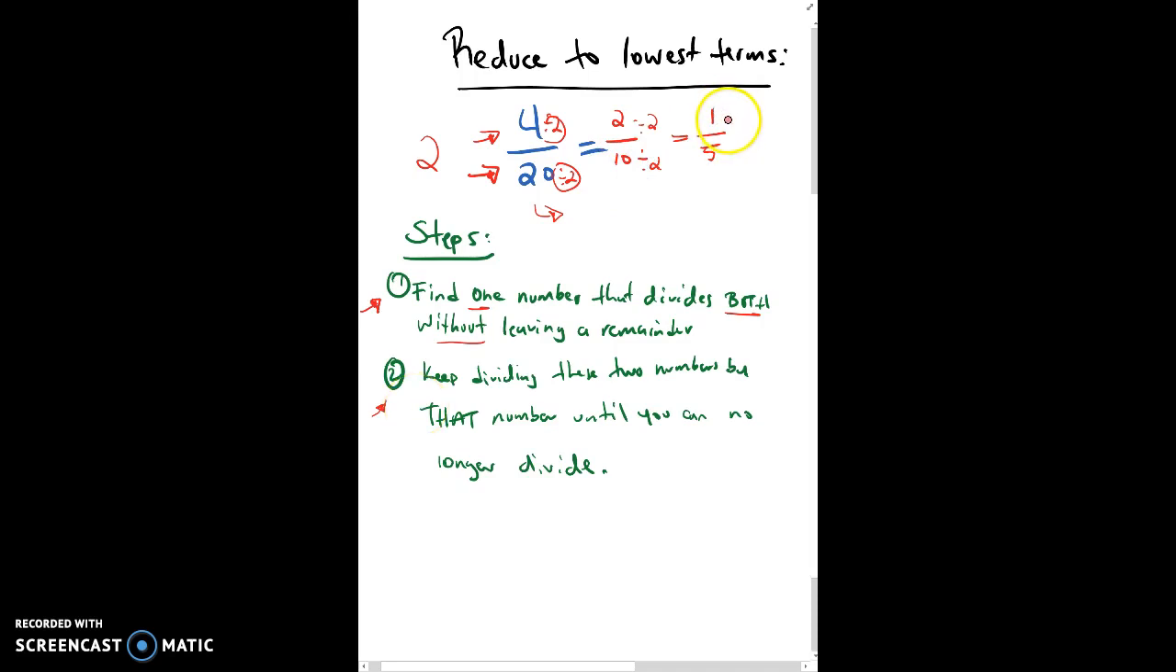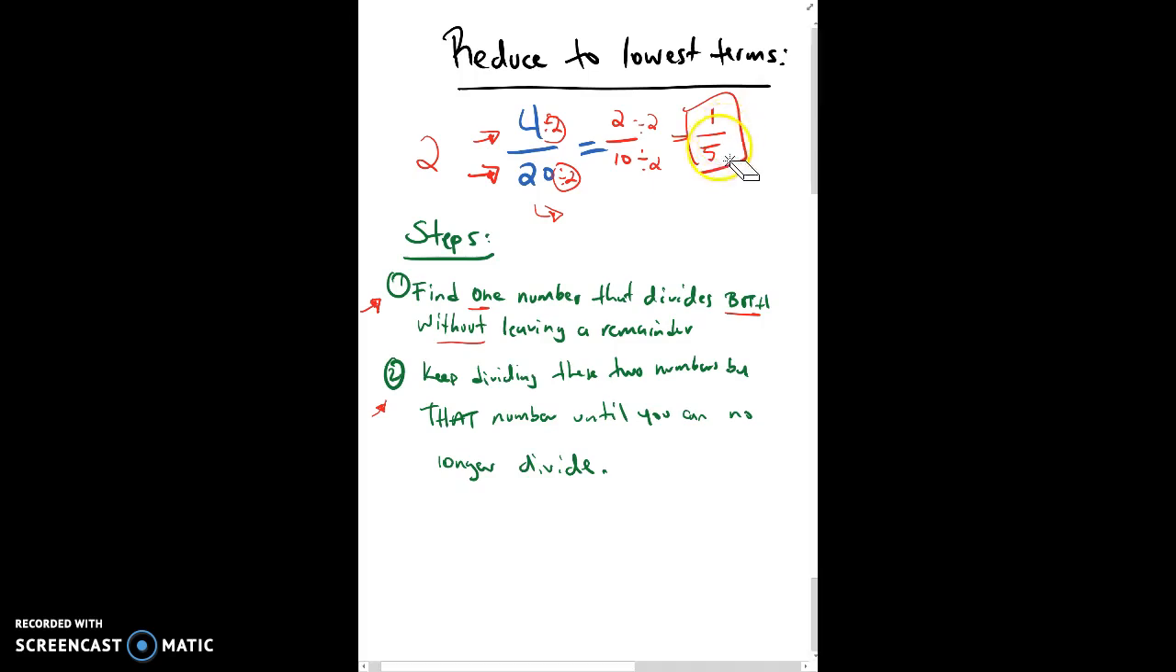Not really. We can divide by 1, but 1 divided by 1 is still going to be 1, and 5 divided by 1 is still going to be 5. So there's no use in us dividing by 1. There's really no other number we can use to keep dividing this fraction. So in the end, the answer is 1 over 5.